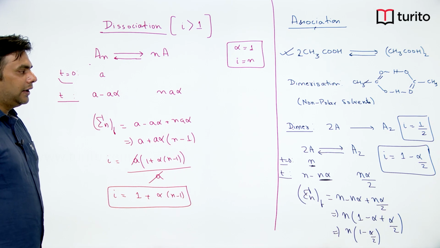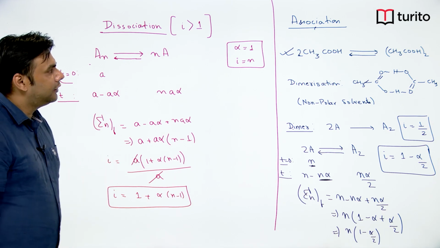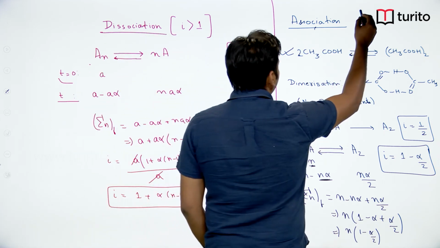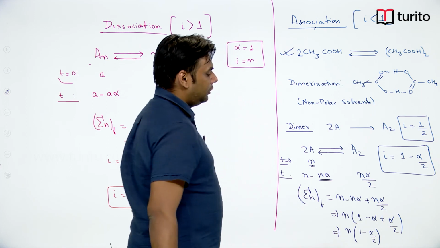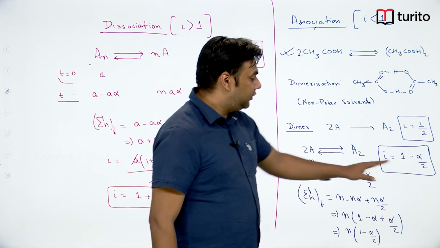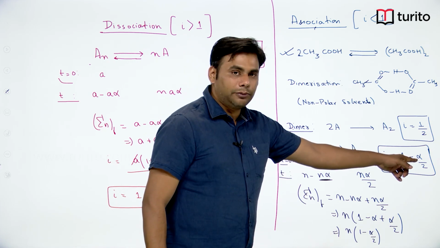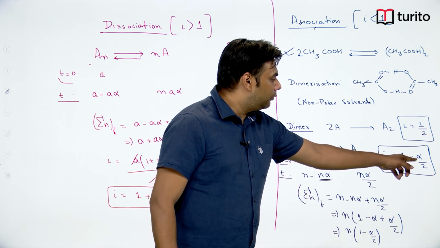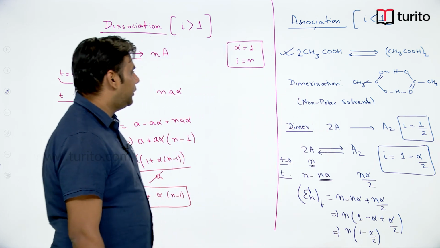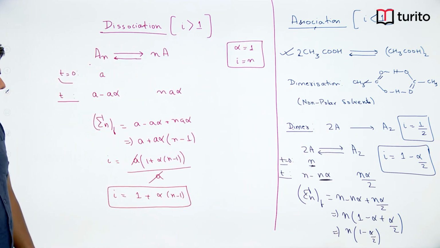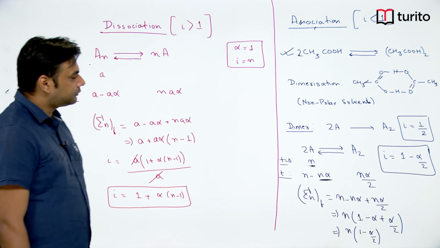Now we can see that alpha will have some value because we are subtracting it from 1. So Van't Hoff factor for any association reaction is always less than 1. Now if alpha was 1, that means 100% dimerization is happening. So if you put the value of alpha as 1, you will get i as half. So Van't Hoff factor will always be less than 1 for an association reaction. Hope this is clear to you.